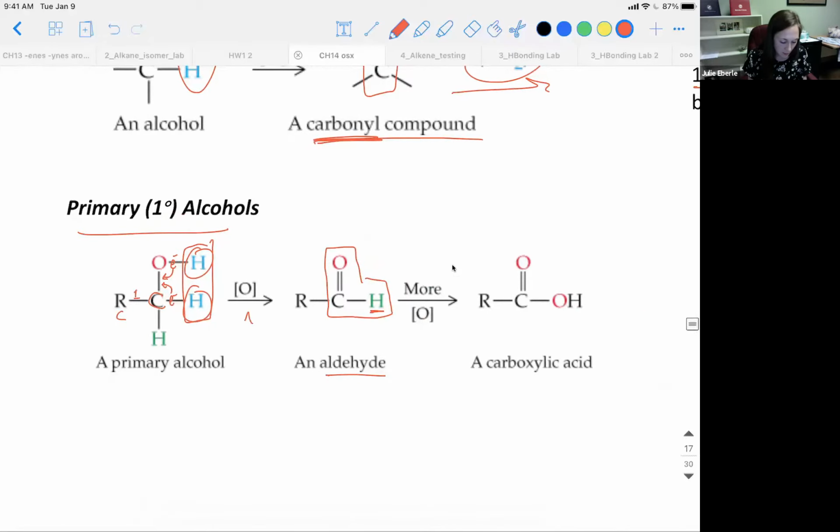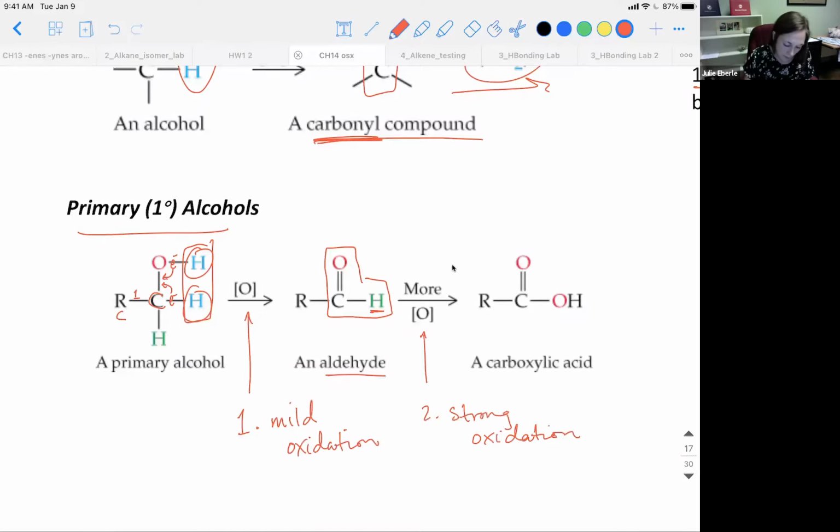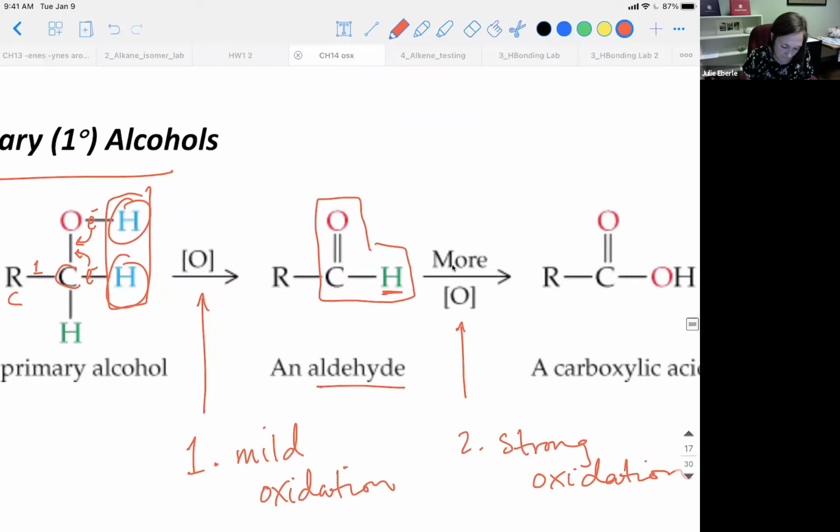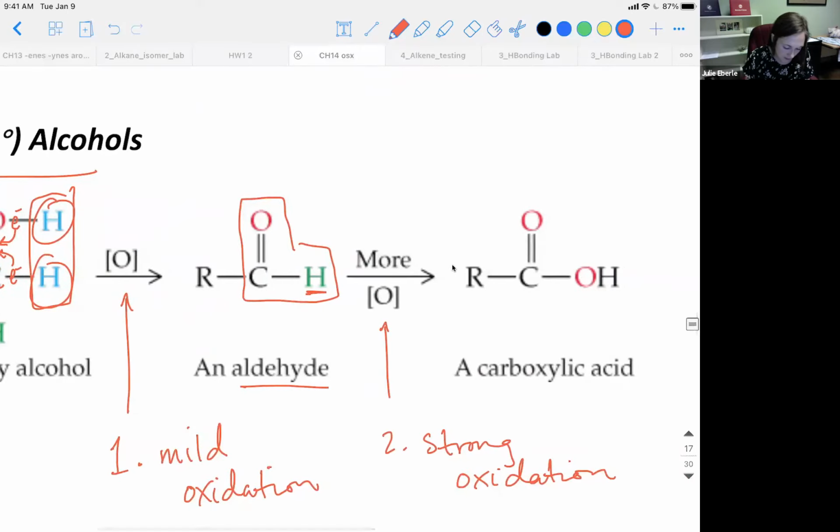By the way, this is step 1. This is if you just have mild oxidation. We could keep going. If we do more oxidation, so this would be strong. If we strongly oxidize a primary alcohol, we are going to take off this hydrogen here, and we're going to form another carbon-oxygen bond. We're actually going to bond an OH group to it.